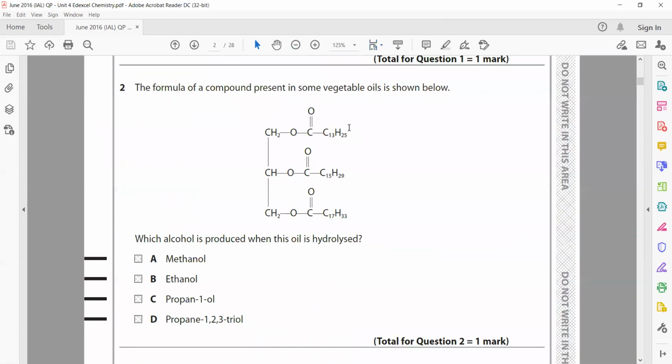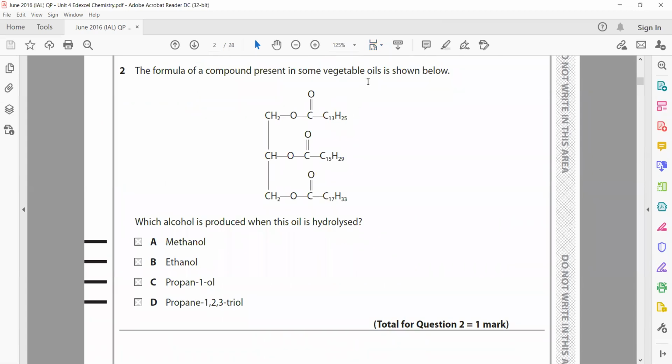For question 2, the formula of a compound present in some vegetable oils is shown below. Which alcohol is produced when this oil is hydrolyzed? Hydrolysis of the ester will give carboxylic acid as well as alcohol.